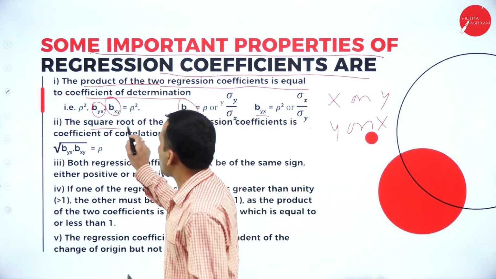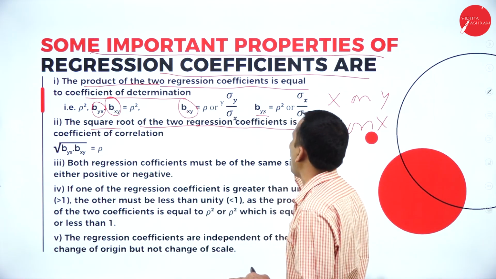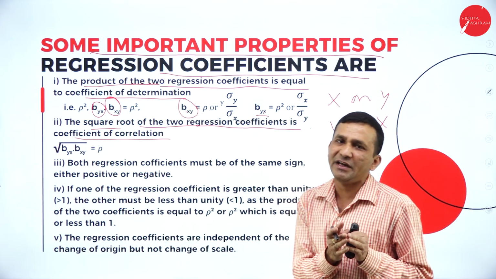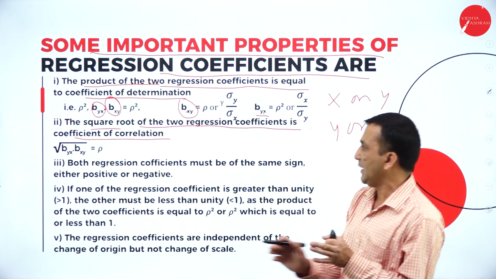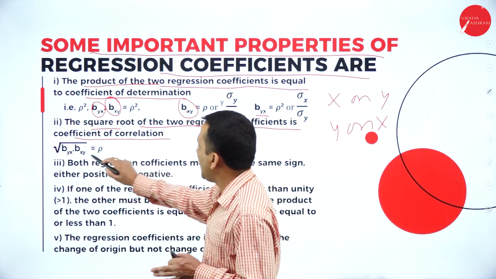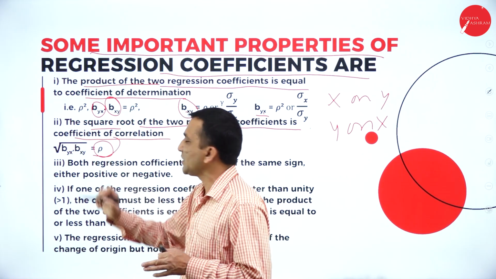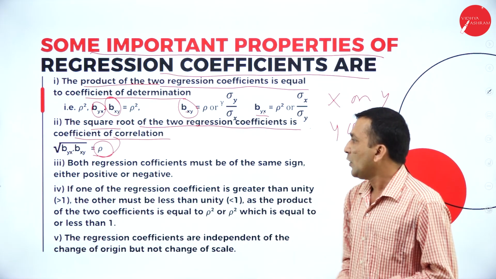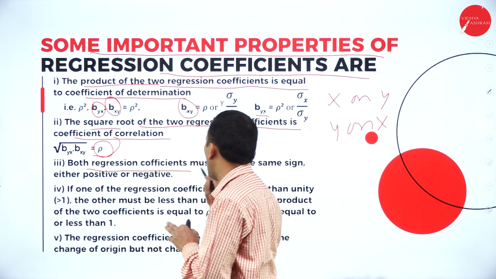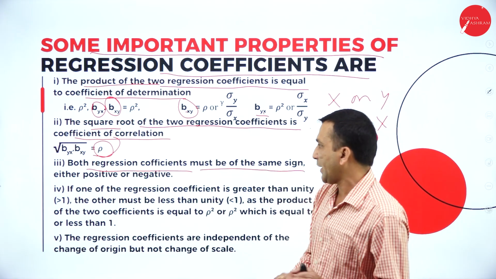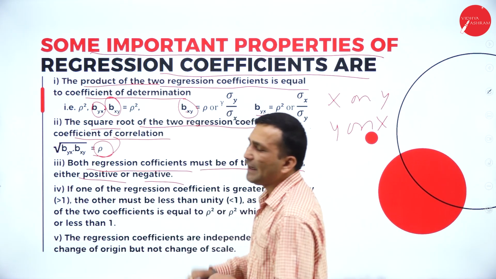The square root of the product of the two regression coefficients is the correlation coefficient. Because of the standard deviations, when we write it, inside the square root we take the multiplication, which gives the correlation. Both regression coefficients must have the same sign, either positive or negative.